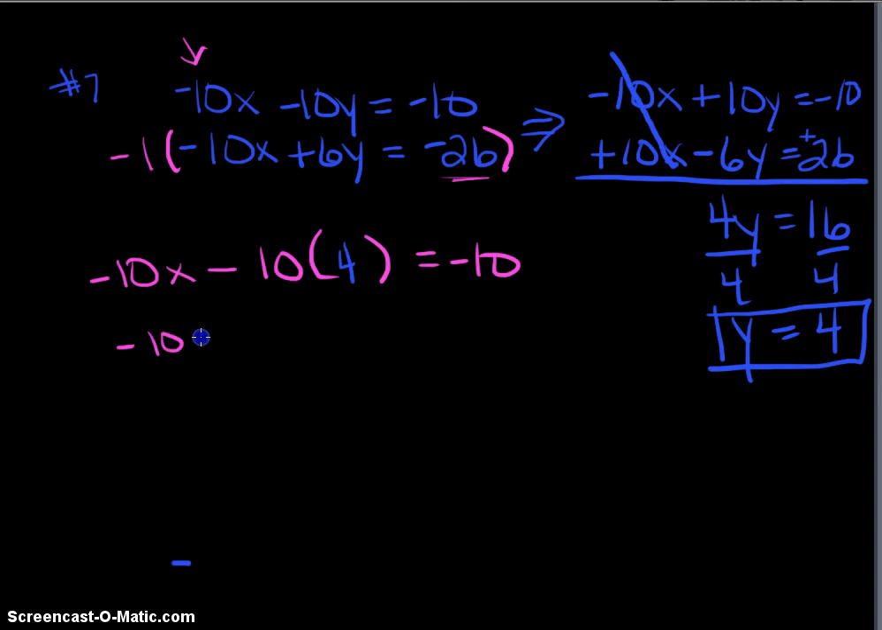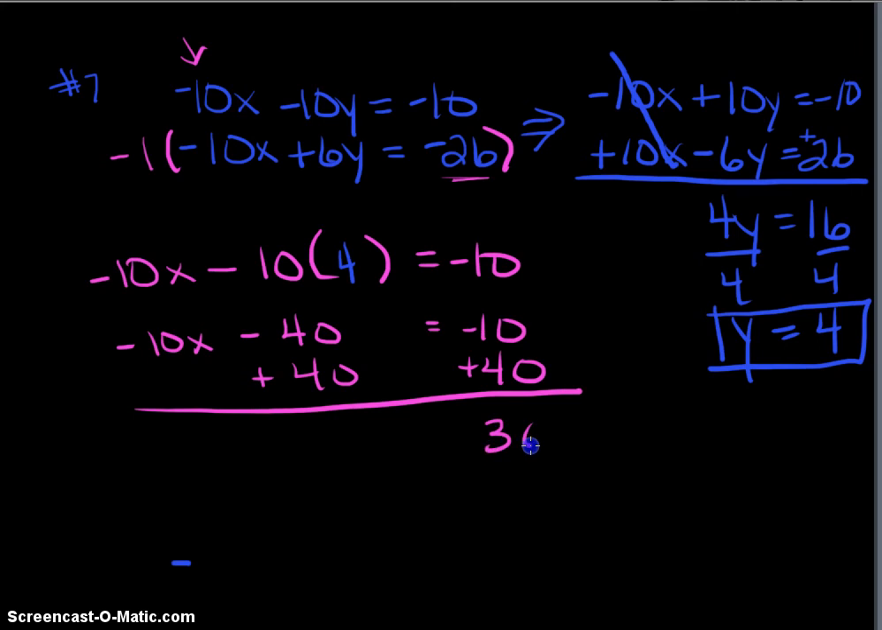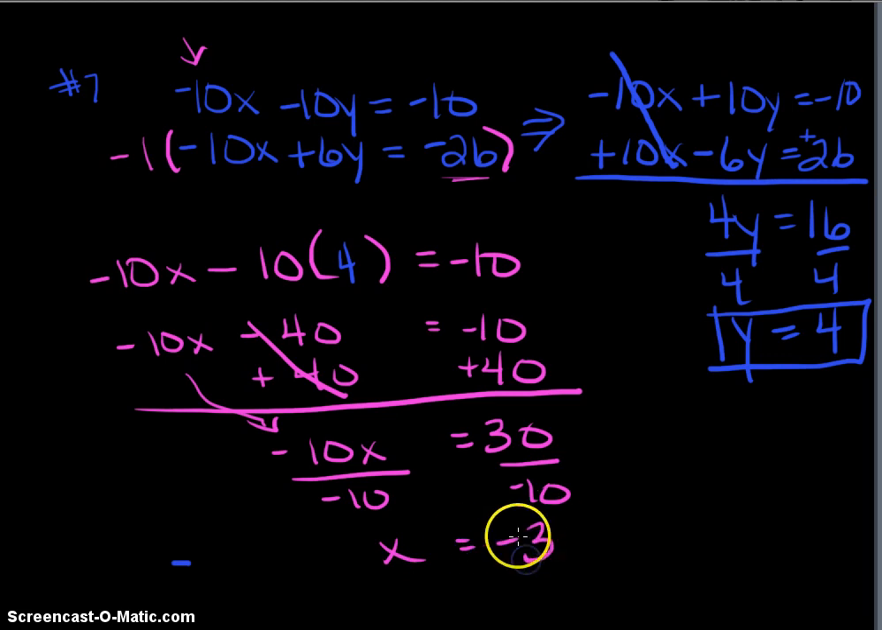Negative 10x, I can't do anything with that, but I've got a negative 10 times 4, and this is a negative 40 equals negative 10. Okay, now I'm just going to solve. I'm going to treat this like a regular equation, add 40 to both sides. This gives me 30, reduces down to 0, negative 10x. Just bring that down, guys. And now I'm just going to divide out by negative 10, and x equals negative 3.